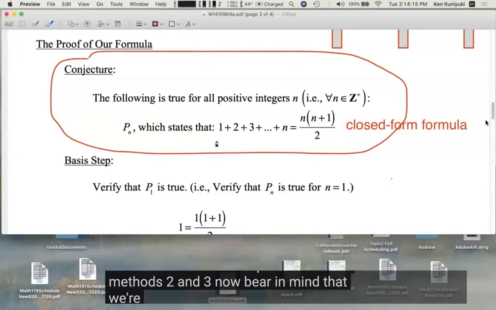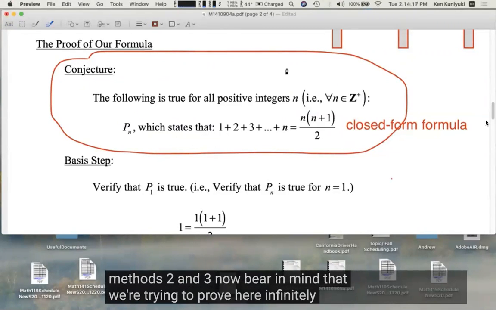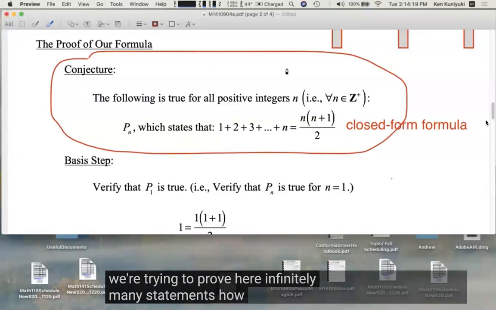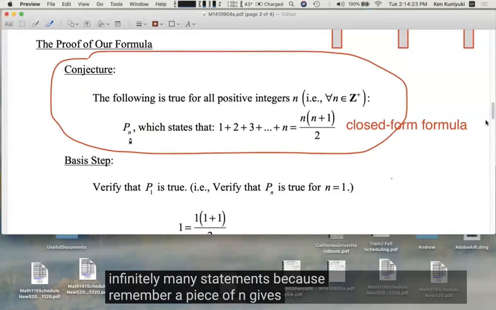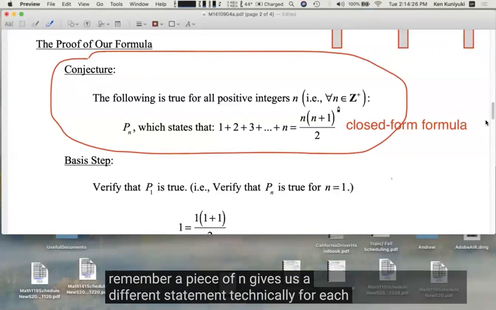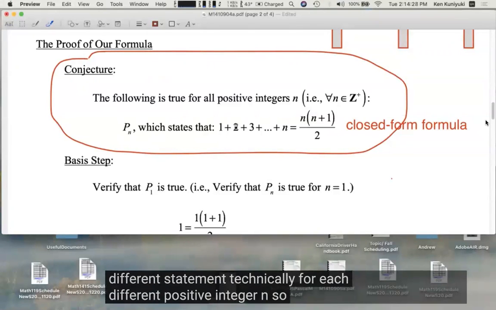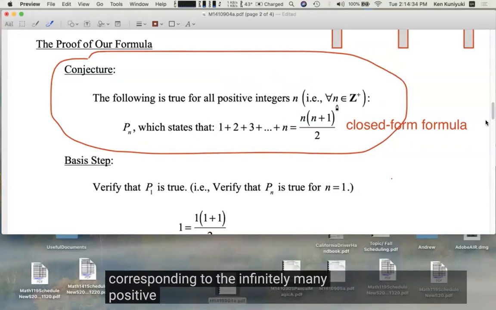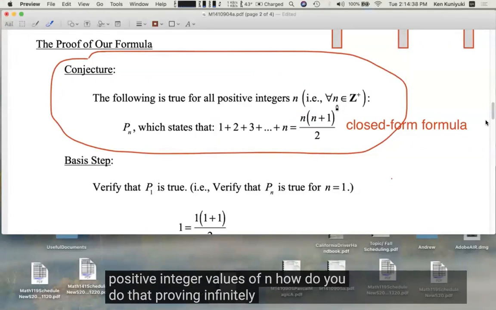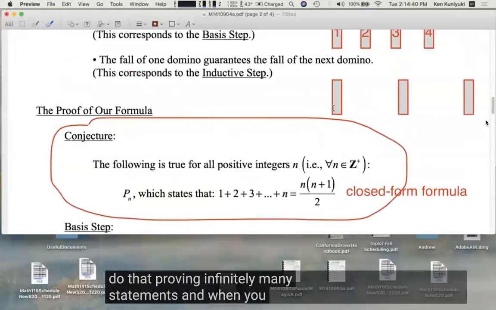Now, bear in mind that we're trying to prove here infinitely many statements. How do you prove infinitely many statements? Because remember, P sub n gives us a different statement, technically, for each different positive integer n. So we want to prove infinitely many statements corresponding to the infinitely many positive integer values of n. How do you do that? And when do you do it?